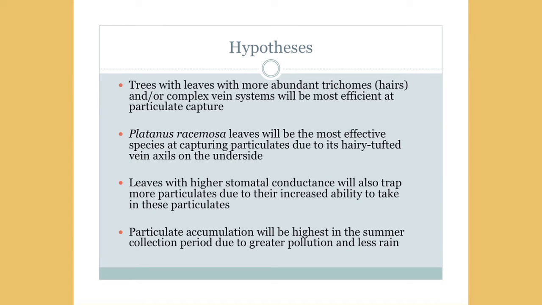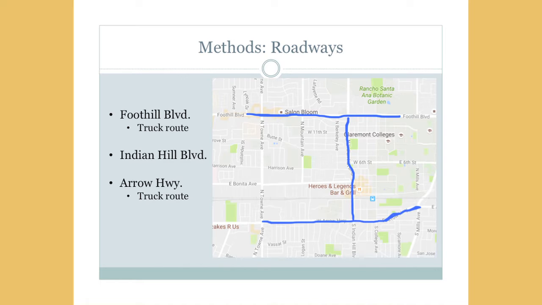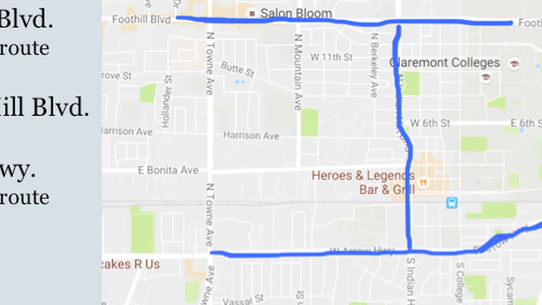So I believe particulate accumulation will be highest in the summer, just because there's more pollution and there's less rain. I am studying in Claremont, and I'm focusing on 3 different streets. I'm looking at Foothill Boulevard, Indian Hill, and Arrow Highway, and I'm comparing truck routes versus non-truck routes. Arrow and Foothill are truck routes and Indian Hill is not.